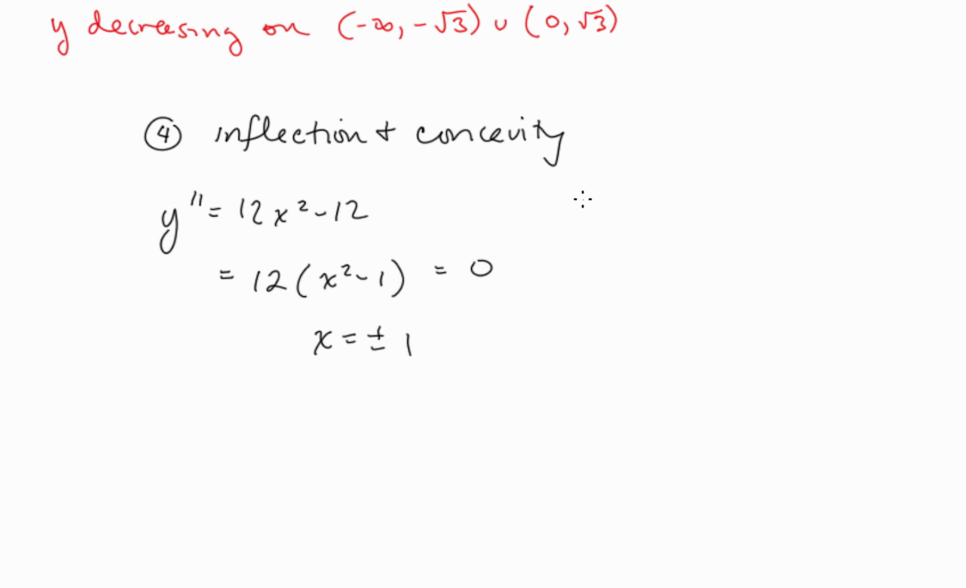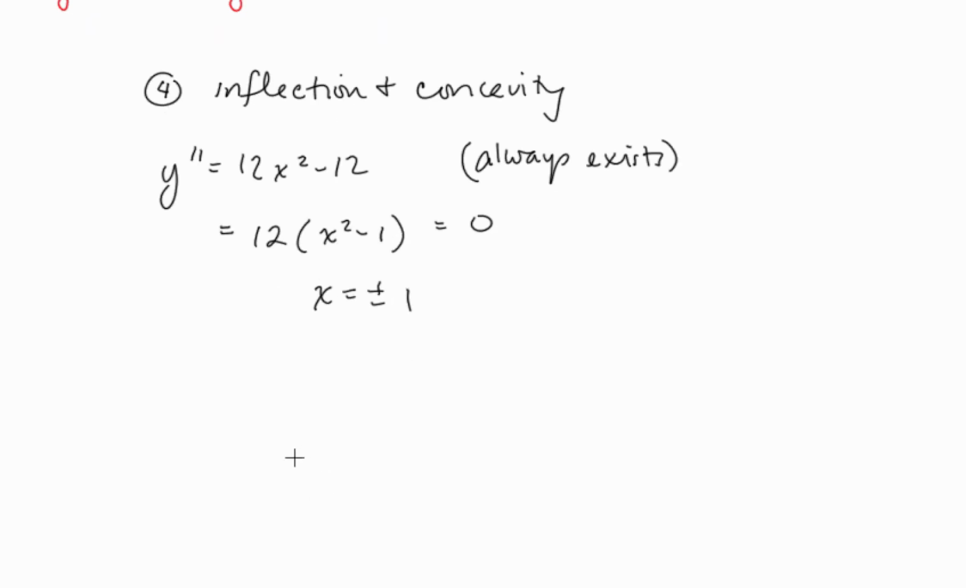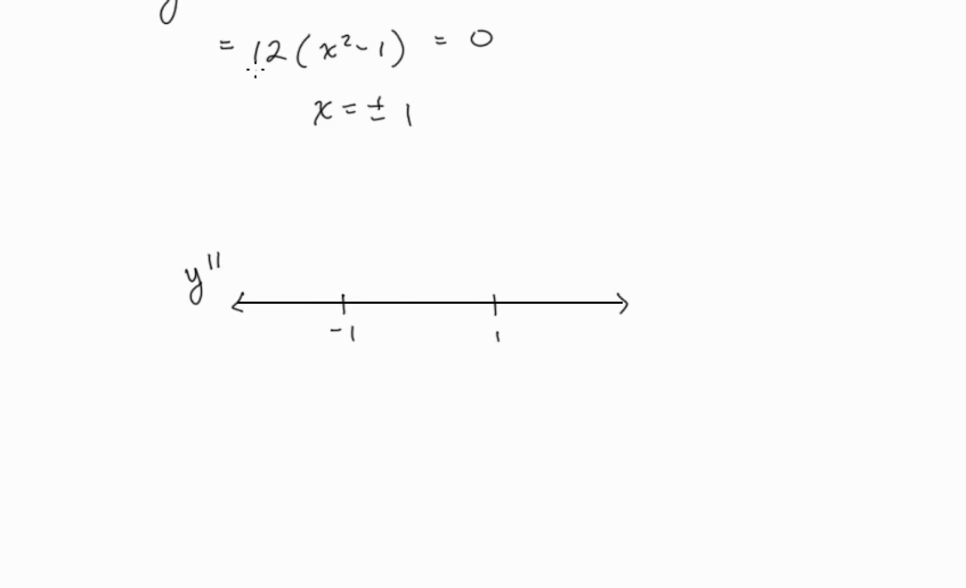Y prime is 4x to the third minus 12x, so y double prime is equal to 12x squared minus 12. This always exists. And so any potential points of inflection would only come from f double prime equaling 0. So we set this equal to 0 and factor, and we get x equals positive or negative 1. So we put positive and negative 1 on a number line and find the sign of y double prime on each interval. Y double prime is equal to 12 times x squared minus 1.